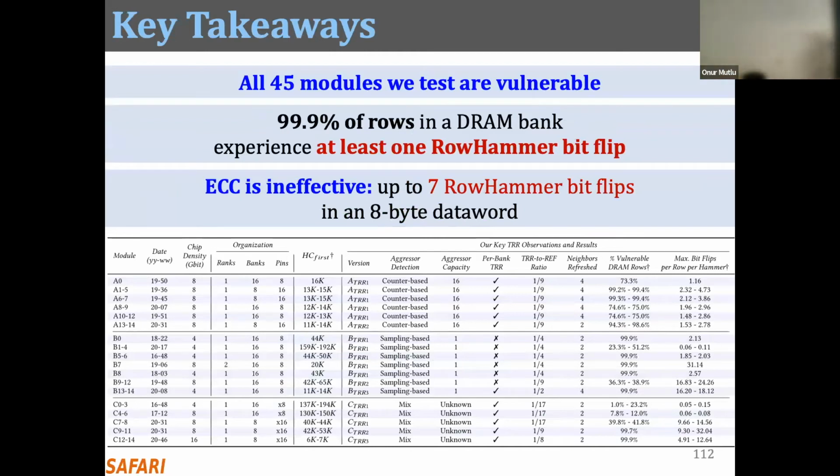You can see this huge table over here, but different manufacturers use different mechanisms. Samsung, for example, uses counter-based mechanisms. Their capacity is different, it's per bank, and they do a lot of interesting things. But we were able to bypass all of the mitigations on all of the chips that we tested. We showed that you could get up to 7 RowHammer bitflips in an 8-byte data word. This was the number that I was quoting: 99.9% of rows in a DRAM bank experience at least 1 RowHammer bitflip.